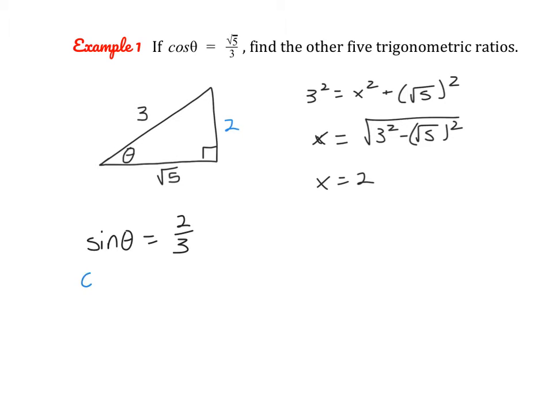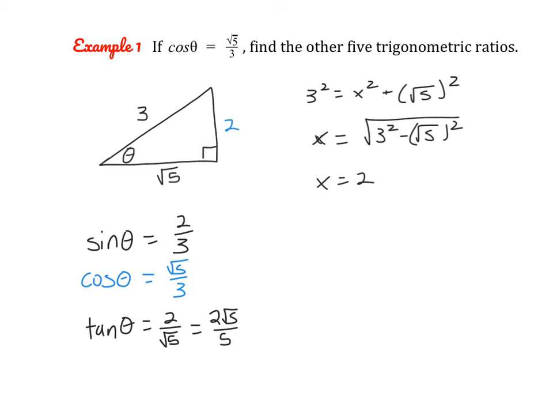I'm going to write cosine of theta again, but I'll write it in blue since we already knew it. And the tangent of theta is going to be 2 over root 5, which I'll rationalize to 2 root 5 over 5. Let me show that step actually. So 2 over root 5, which equals 2 root 5 over 5 if you rationalize.